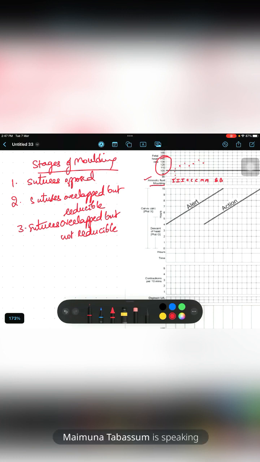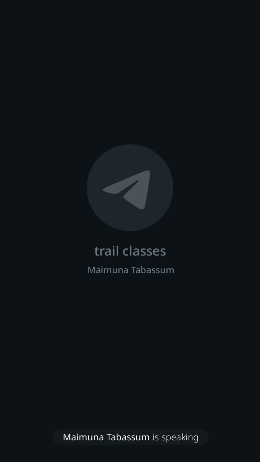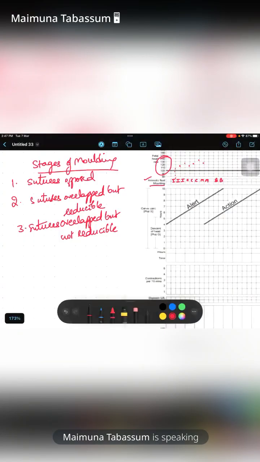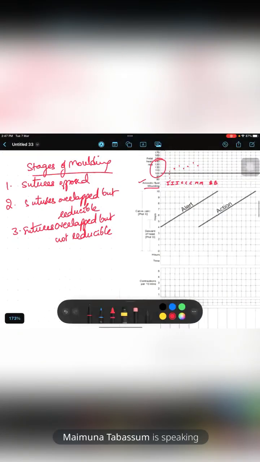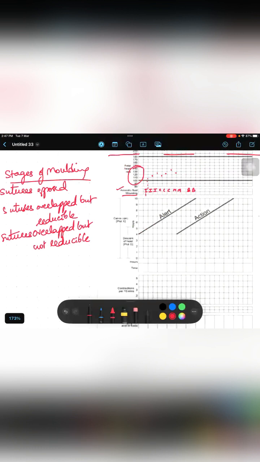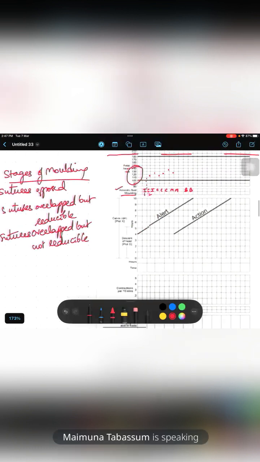Now you have an idea about the stages of molding: sutures apposed, overlapped but reducible, overlapped but not reducible. That you will be writing here as grade 1, 2, 3, like that.